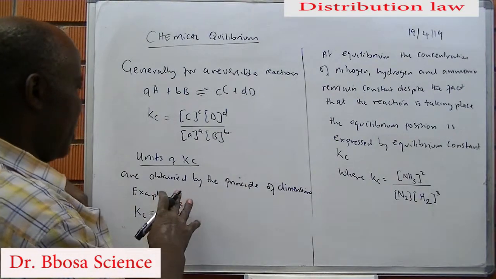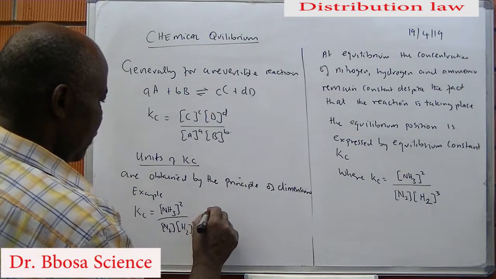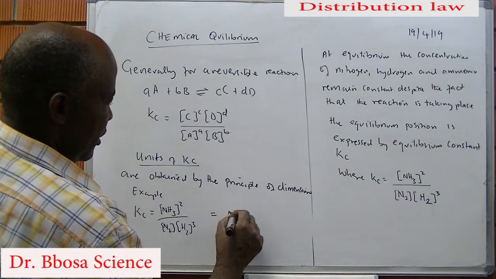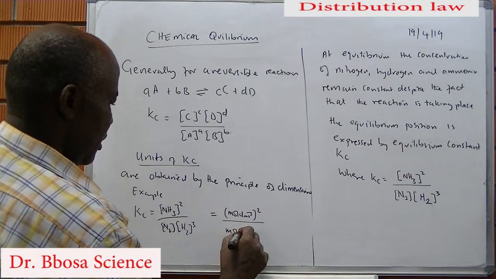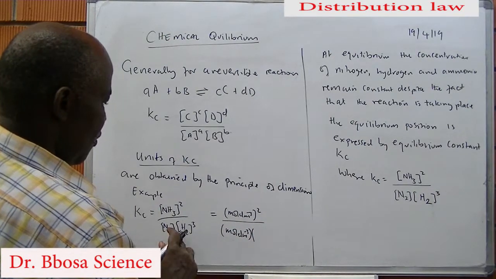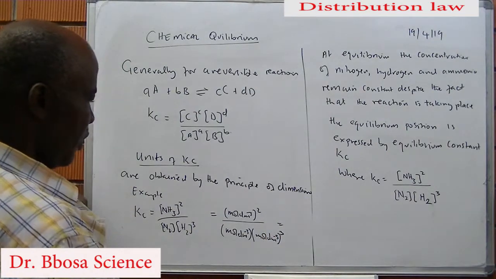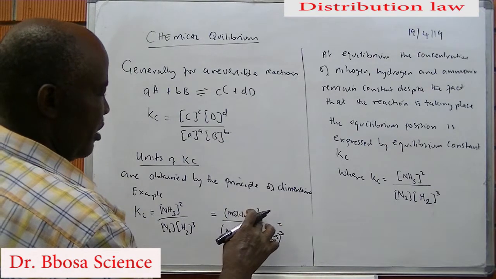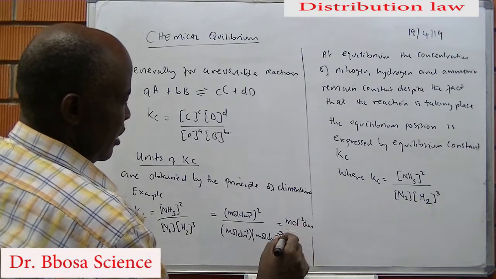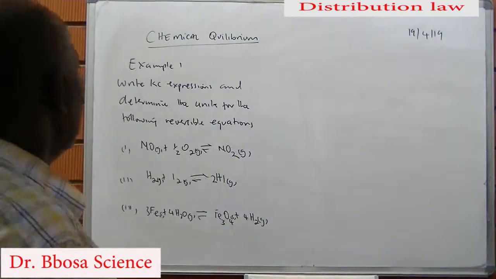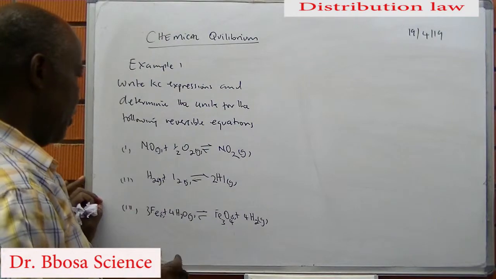Then the units of Kc are obtained by the principle of dimension. From the previous expression, the concentration of ammonia is in moles per decimeter cubed, squared, over the concentration of nitrogen, which is moles per decimeter cubed, over the concentration of hydrogen, which is moles per decimeter cubed raised to power 3. So this is to power 4. When you take it up, it becomes moles per decimeter cubed to power minus 4, which is moles to power negative 2 decimeter cubed to power 6.